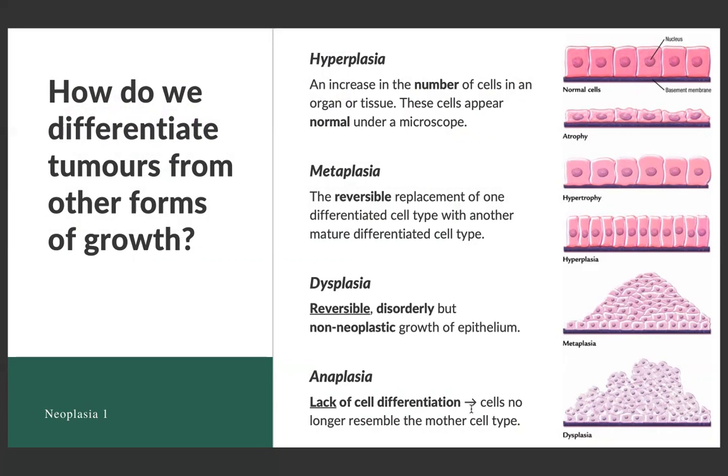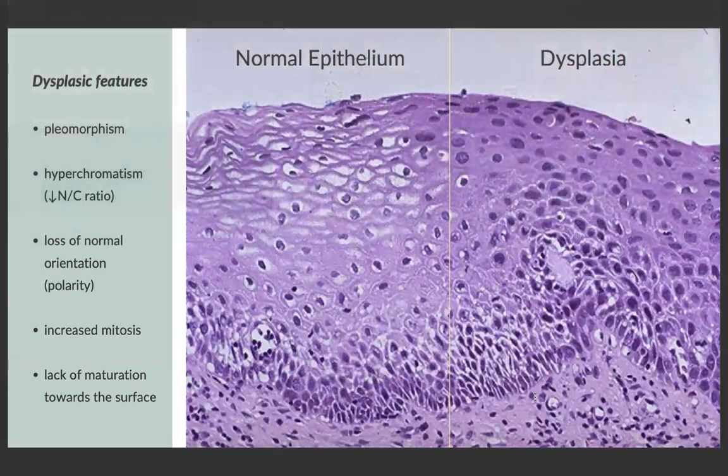Anaplasia is lack of differentiation. So at this stage, we would consider it a cancer. You have lack of cell differentiation, so they no longer look like the mother cell type, and this is more dangerous. So this is just a picture to help you visualize. These are the normal cells. This would be our hyperplasia, our metaplasia, and our dysplasia.